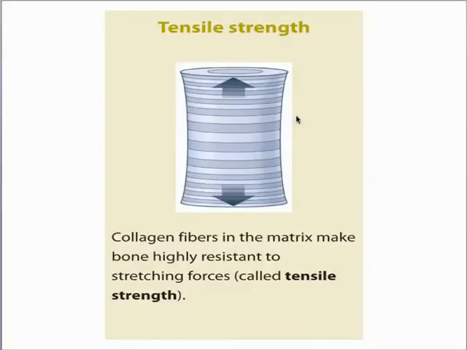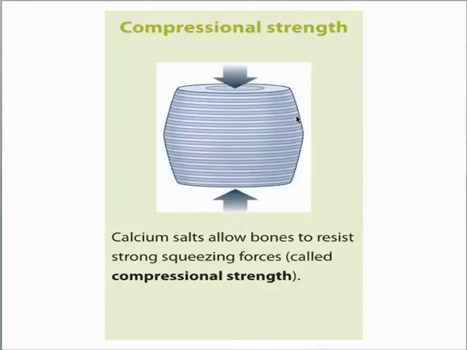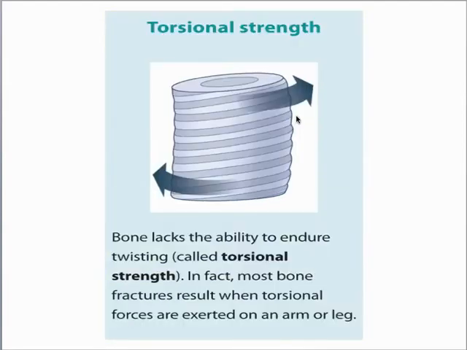Bone has many characteristics. I want to talk about 3 that your book talks about. Tensile strength is one of them. So bone is kind of made of collagen fibers in a matrix, and this makes the bone highly resistant to stretching forces, or tensile strength. So we really can't stretch bone. We also have calcium salts that allow bones to resist squeezing forces. So this is compressional strength. So as much as we can't stretch bone, we also can't compress bone. And we also have torsional strength. So we really can't twist the bones either.